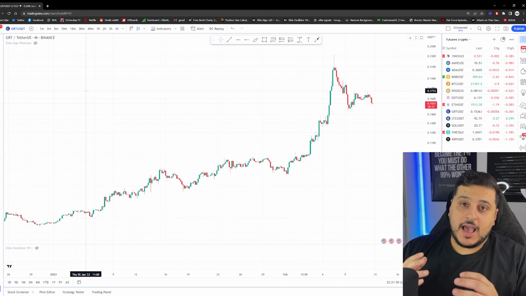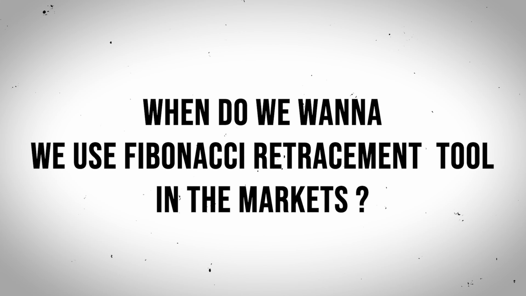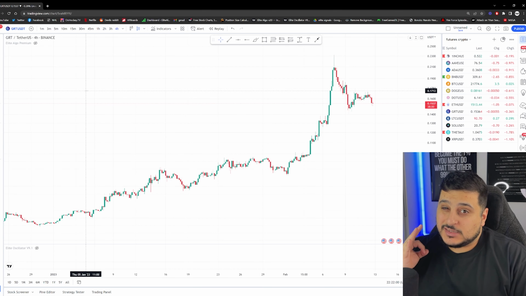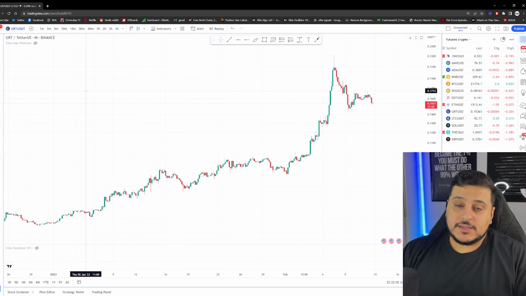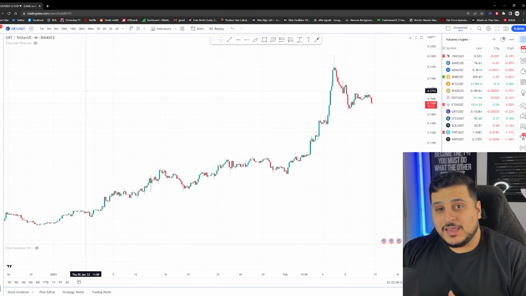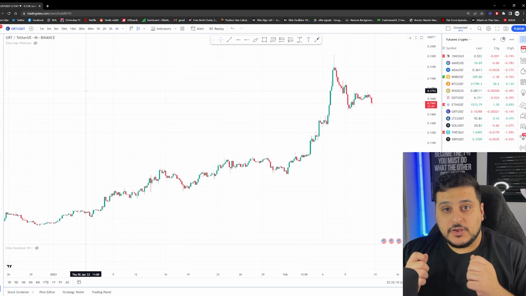Alright, so now that we have the Fibonacci settings all set in place, now we want to understand exactly when we want to use the Fibonacci retracement tool in the markets. Now, it is extremely important to understand that it is only a trend trading system. That means you should not be trading it in a ranging market. Only when the market is trending do you want to use Fibonacci retracements.